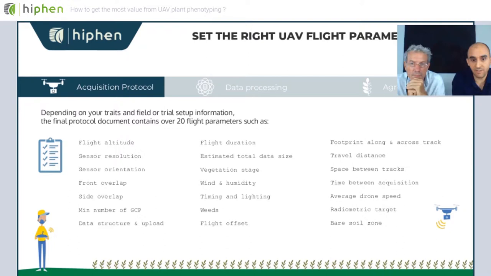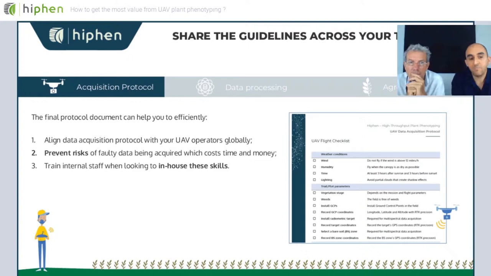We're not going to cover all of them one by one, but what we end up with in the end is a checklist, depending again on the traits, on the phenological stage that we are targeting, and so on. Then we provide this checklist that the flight and drone operator can use and refer to. And one of the big advantages of that is basically to prevent the risk, as I said, of having faulty data sets, but also to be able to align data, to provide consistency across all of the drone operators that your organization might have globally.